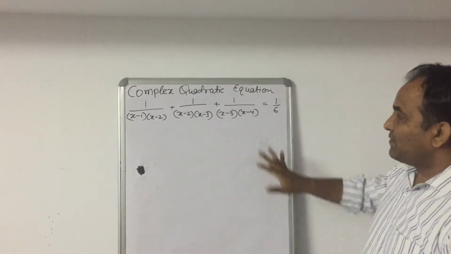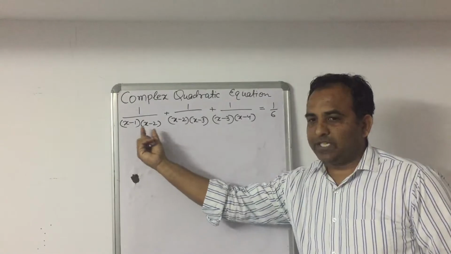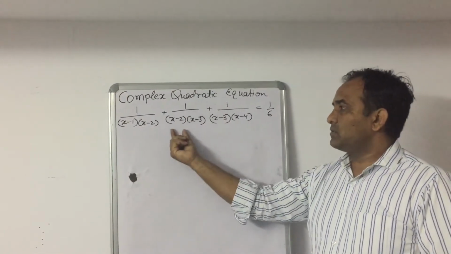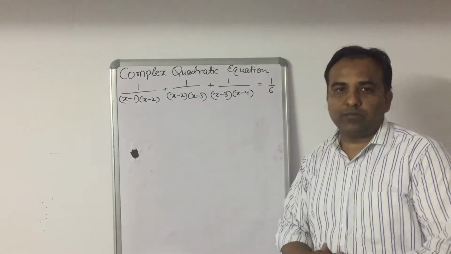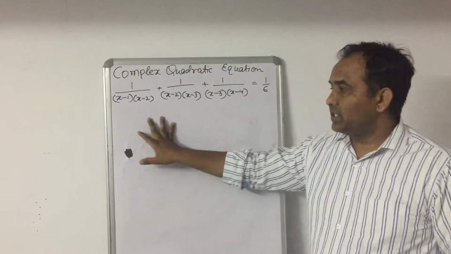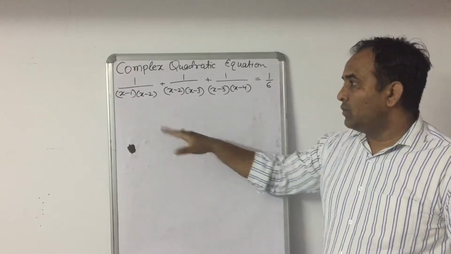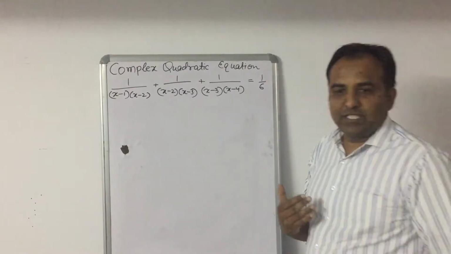Just have a look. We have an expression: 1 upon (x minus 1)(x minus 2) plus 1 upon (x minus 2)(x minus 3) plus 1 upon (x minus 3)(x minus 4) equals 1 upon 6. It is a very complex statement itself. So we will use an inverse of LCM technique.